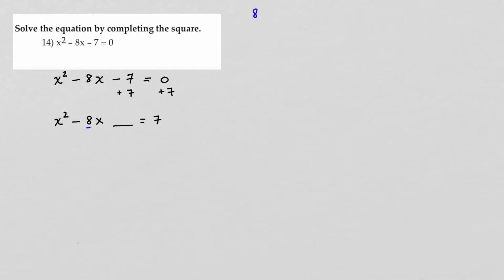So I'm going to take the 8, divide by 2, and square. So 8 divided by 2 is 4. 4 squared is 16. So I need to add 16 to the left-hand side to complete the square. And I have to add 16 to the right-hand side because I need to keep the equation in balance.